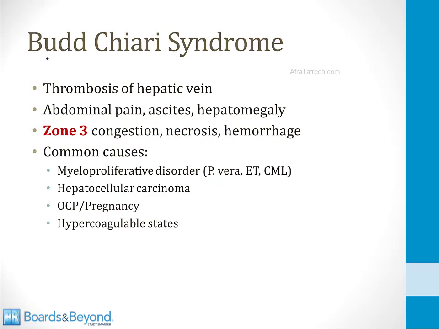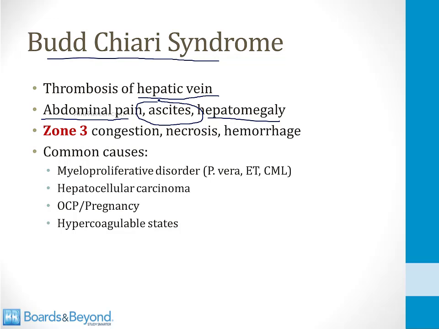Our next liver disorder is the Budd-Chiari syndrome. This occurs when there is thrombosis of the hepatic vein. When there's thrombosis of the hepatic vein, blood cannot drain from the liver and therefore the liver swells. So the symptoms of Budd-Chiari syndrome will include abdominal pain from the swollen liver, hepatomegaly from the swollen enlarged liver, and then finally ascites. The reason you get ascites is because when blood can't drain from the liver, the blood backs up into the portal vein, pressure in the portal system gets high, and that pushes fluid out into the abdomen and results in ascites.